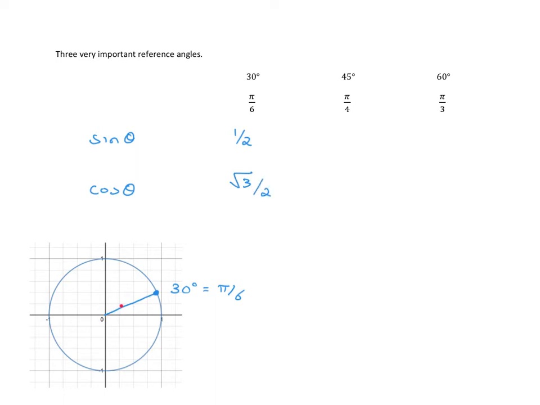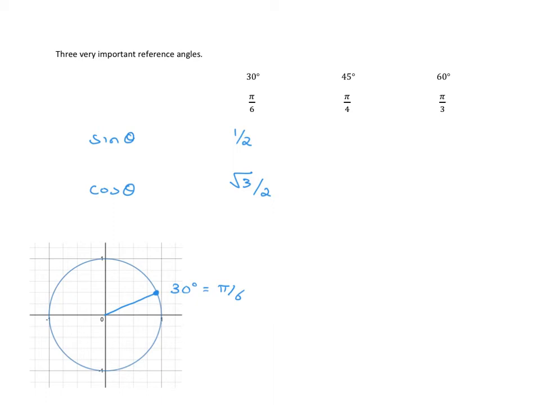Now, the way I drew it, the y coordinate here does appear to be halfway through. This √3 over 2, it's pretty close to 1. I'm not justifying why these are true. We're just going to use these values as we move on.